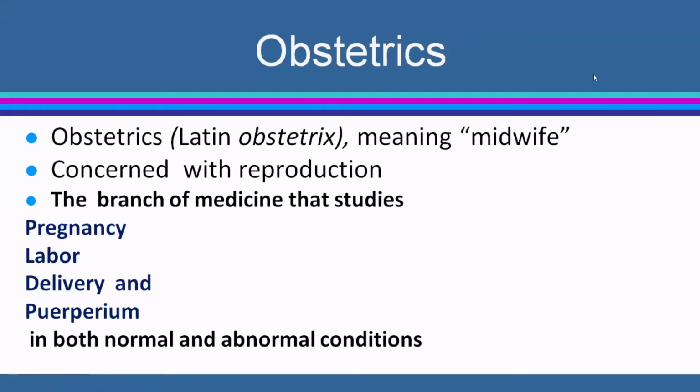And what is the meaning of obstetrics? It comes from a Latin word called obstetrix, which means midwife. But it covers more than midwifery. But this is an old terminology, so it is the same nowadays also. And obstetrics is concerned with reproduction, and this is the branch of medicine that studies pregnancy, labor, delivery, and puerperium. Puerperium means the period after delivery up to 6 weeks. And it studies both normal and abnormal conditions of all these four.